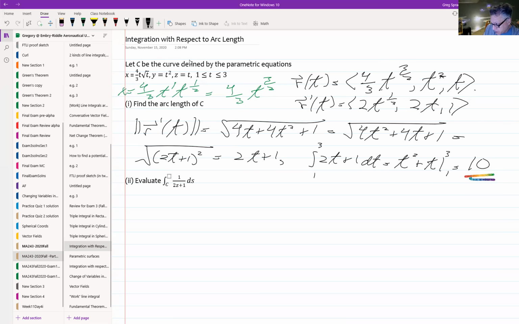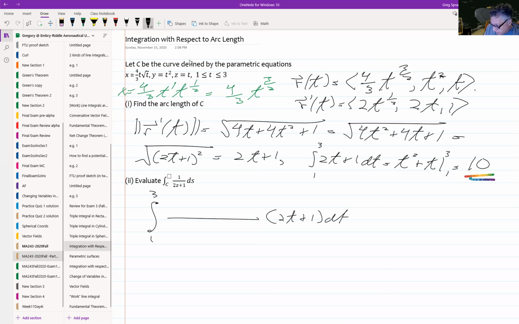Okay. The next problem is to integrate 2z plus 1 over the same curve. So for ds, I have 2t plus 1 dt. Sorry, t goes from 1 to 3, not 1 to 1.